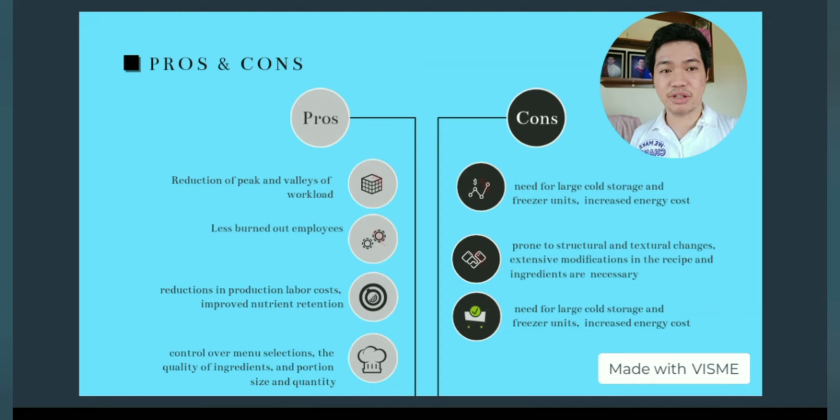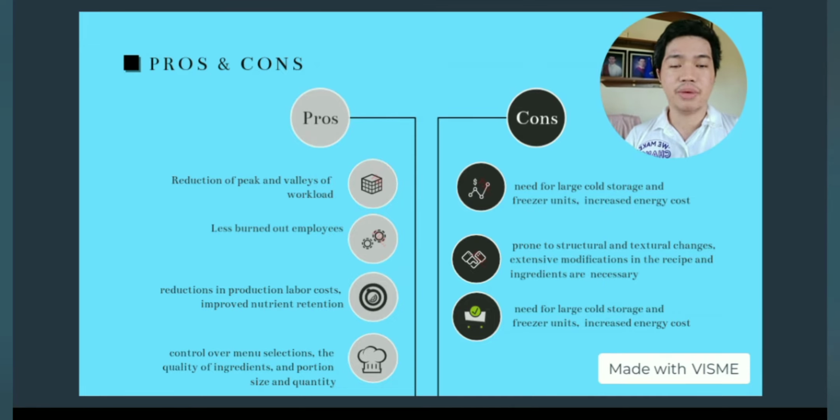So, sa advantages muna tayo. First, we have reduction of peak and valleys of workload. So, ibig sabihin, wala kang peak na busy-busy and then wala kang tenga time. Because yung tenga moments mo sa iyong restaurant, yun yung time na gagawa ka ng gagamitin mo kinabukasan.